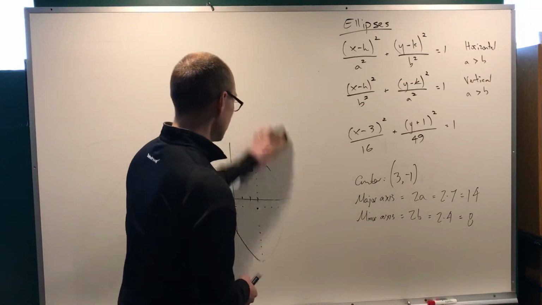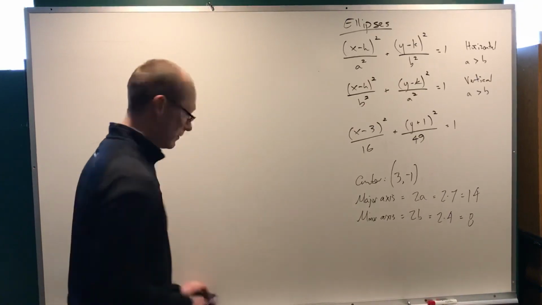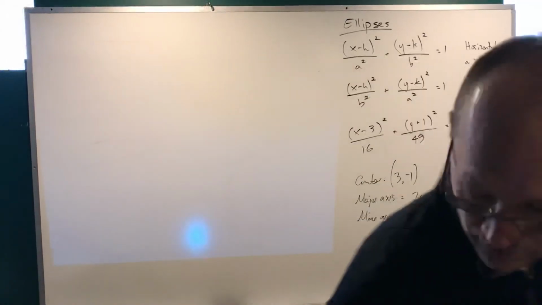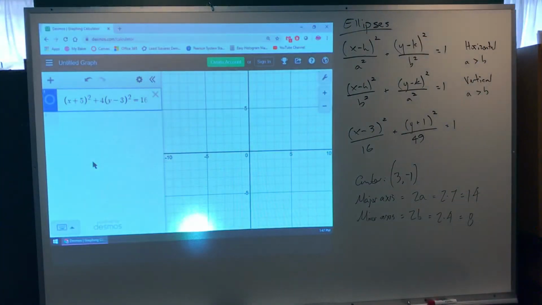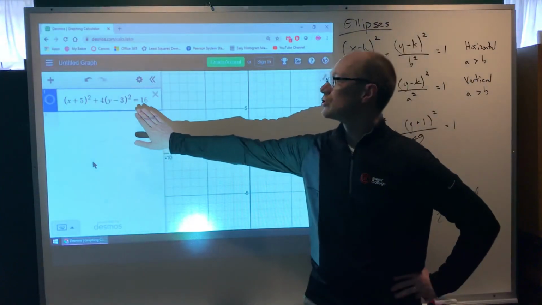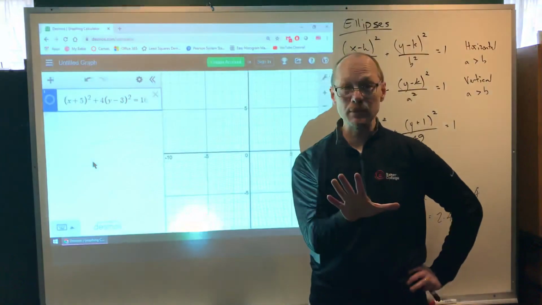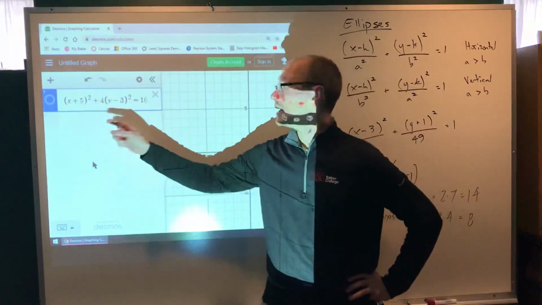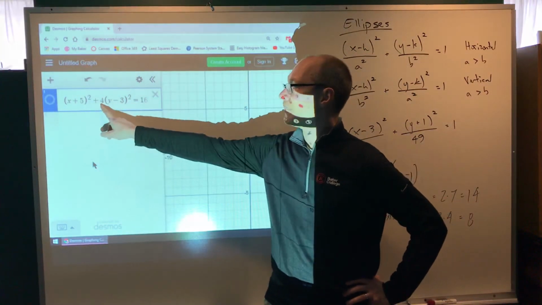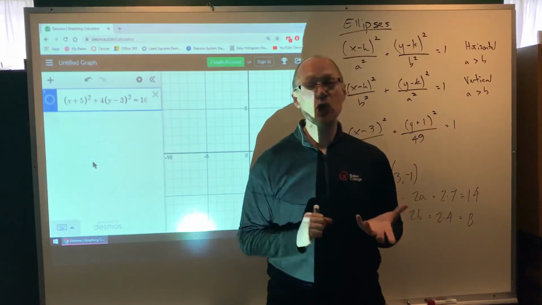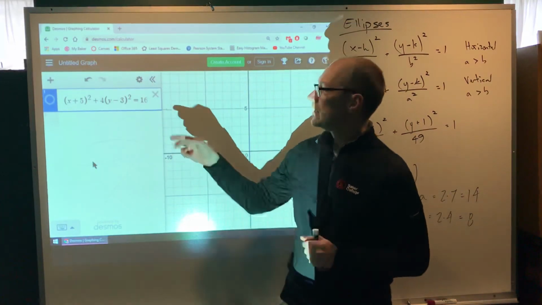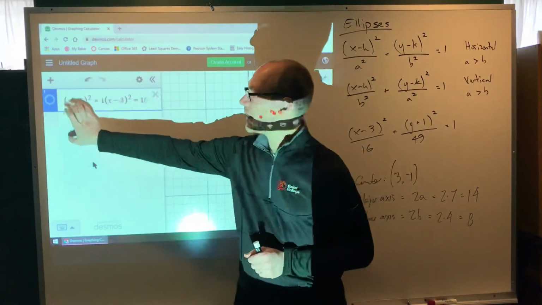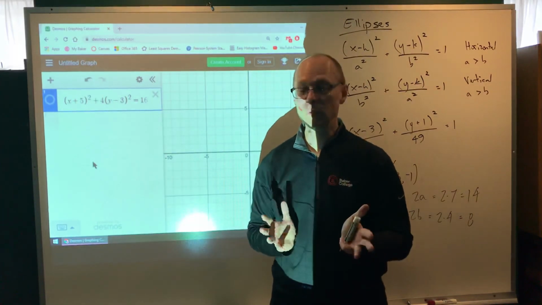Now, let me give you an example of an equation here. Let's say they ask you to graph something like this. First of all, you notice a couple of things. There are no fractions over here. This isn't 1. There's a number up here with it. You could go through and divide everything by 16. Wonderful. You could do that.